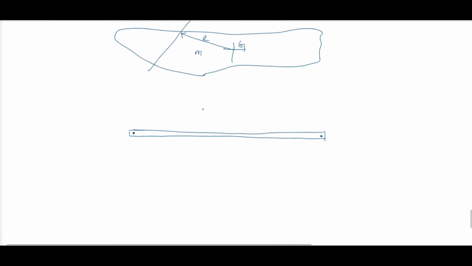Now, instead of that we will choose 2 point masses m1 and m2 at points, let us say B and D, and the distance of CG from these point masses is b from this side, and let us say this is small d from this side. Okay.